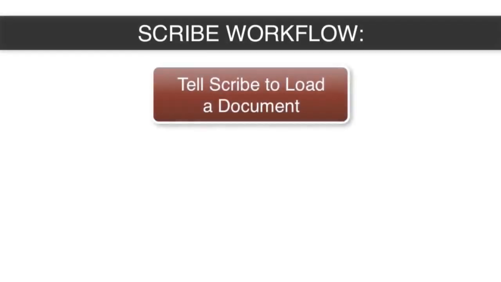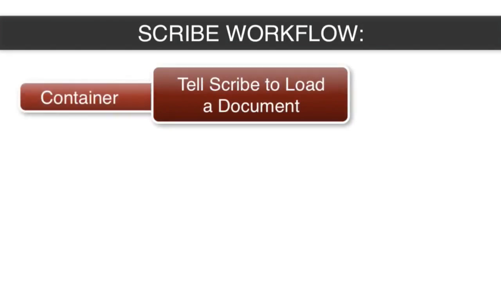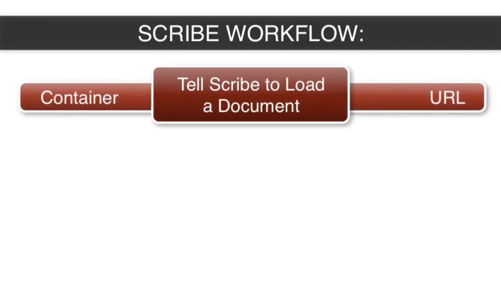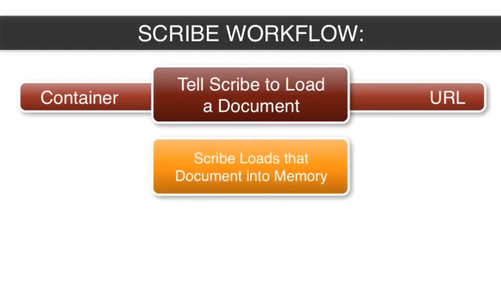The workflow generally consists of you telling Scribe to load a document from a container or a file or a URL or anywhere that it can get the binary data from. So you can reference directly a container as opposed to something on the desktop. Yeah. Okay. Or something online on S3 or something like that. Wow, okay. And then Scribe loads that document into memory, and then you can start changing things about that document or reading values from that document.